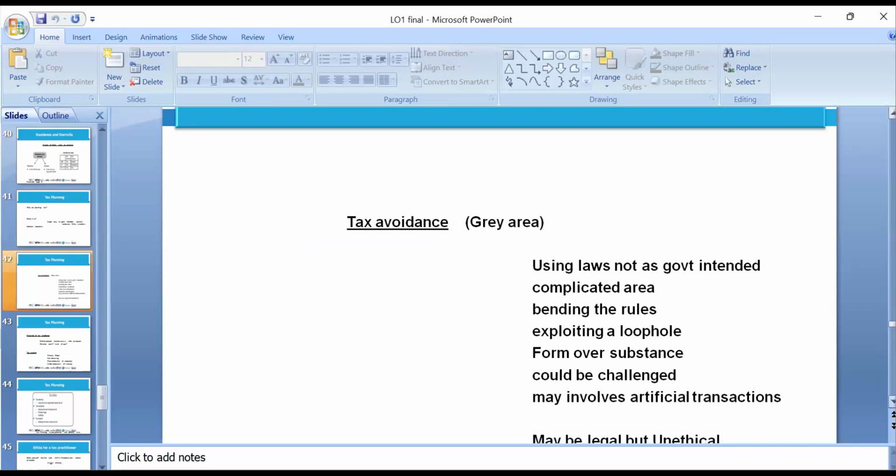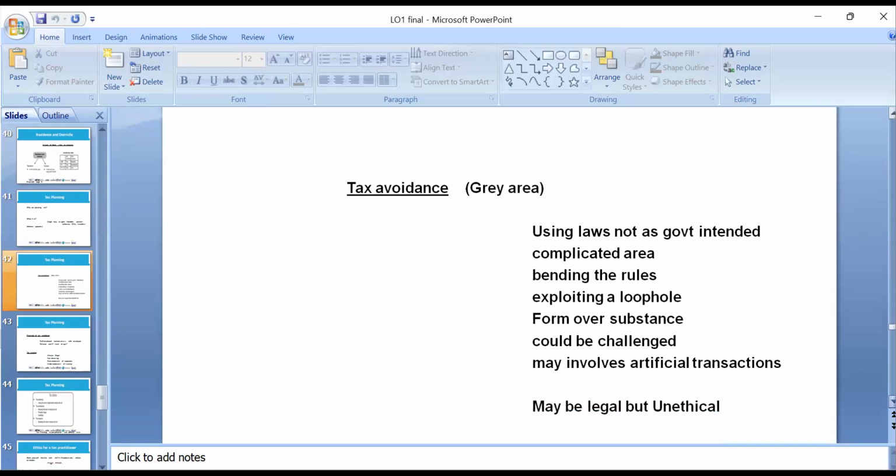What are the legal ways the government intended, such as pension schemes, ISAs, and transfers between spouses? Tax avoidance uses the law in a way the government did not intend, bending the rules and exploiting loopholes, form over substance. It could be challenged and may involve artificial transactions, so it may be legal but unethical.